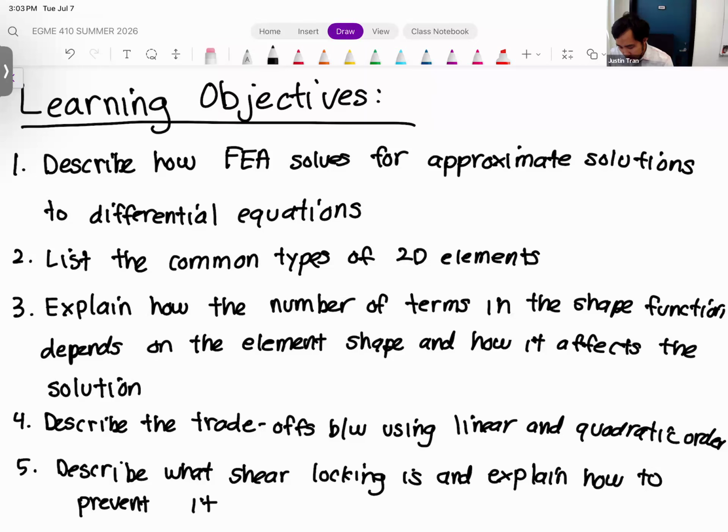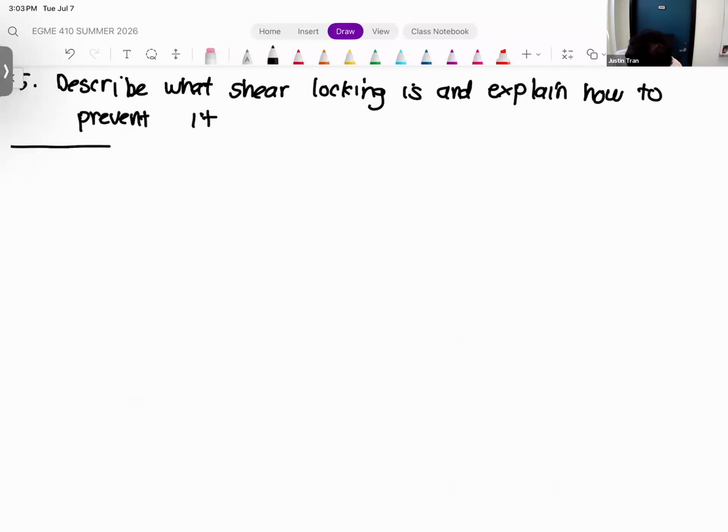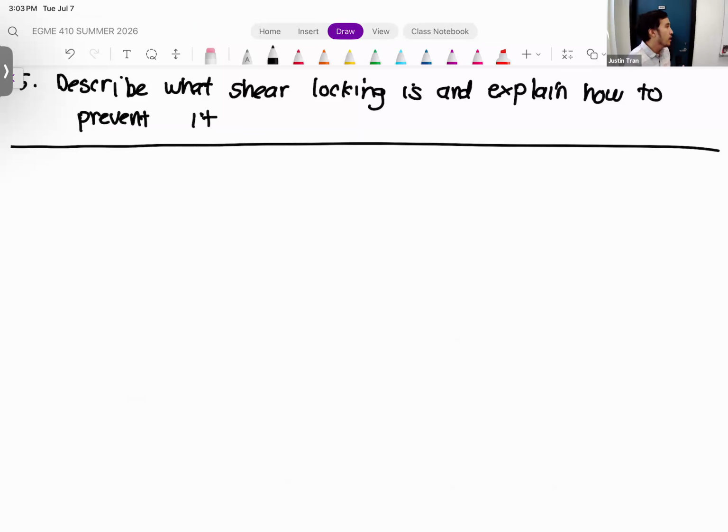Today is a bit more about the mesh, or in particular element types. The main topic is to go over the main 2D element types: the rectangle, the triangle, linear, quadratic. But in order to get there, I do want to talk a bit more about how finite elements actually find a solution to a differential equation.